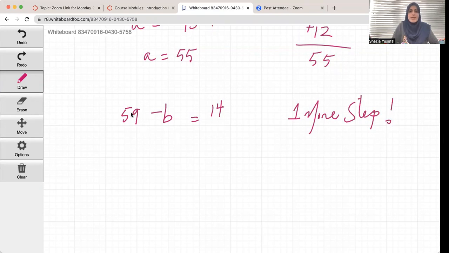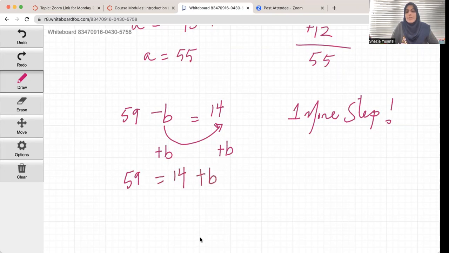The way you do it is you actually take the B on the other side, because if you take the B on the other side, it becomes a positive B. We want to keep everything positive, no negative emotions, only positive, right? So we have positive B and positive B. Easy peasy. So if I say 59 equals 14 plus B. Okay, something's making sense.